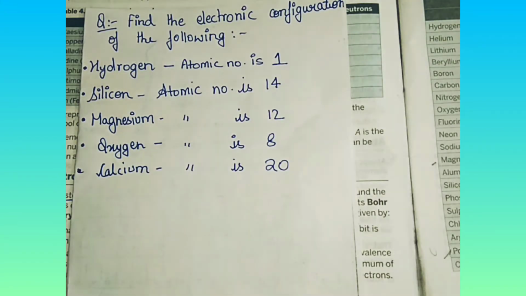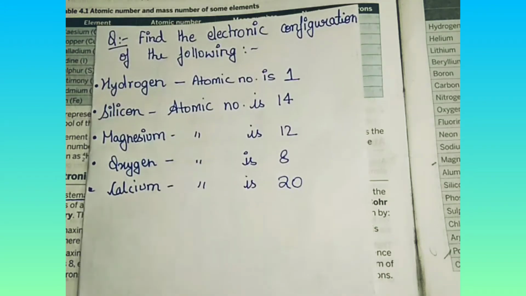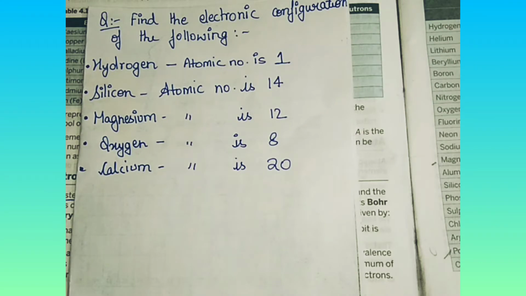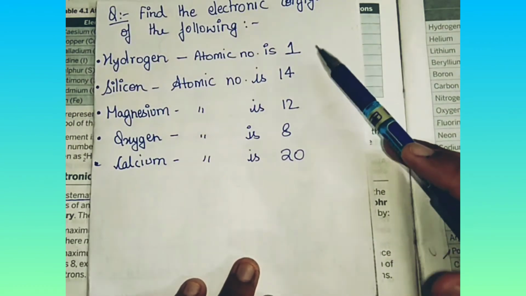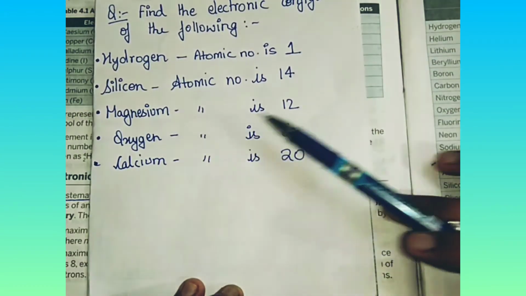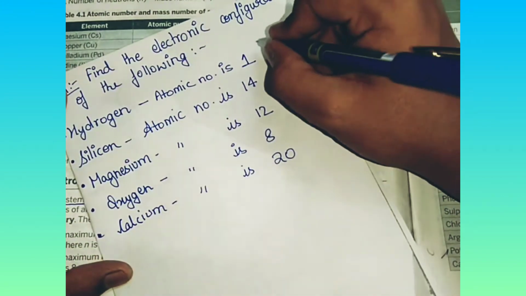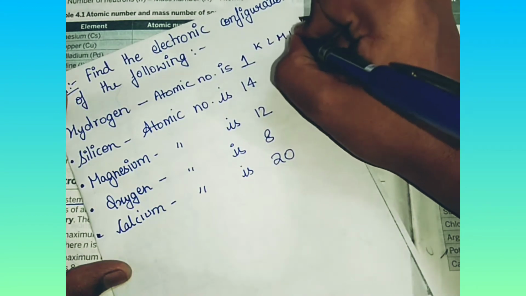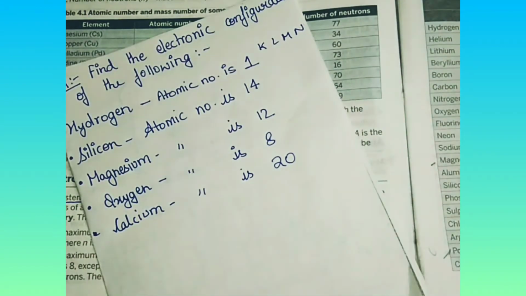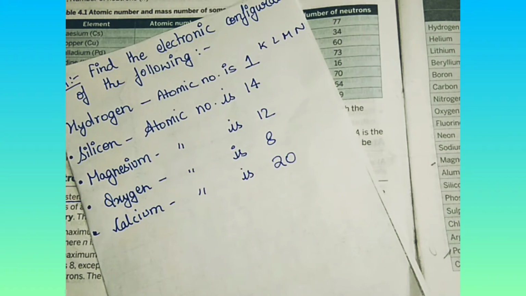So this is for you all for practicing. You can practice the concept which we have just learned with this homework sheet. Hydrogen, silicon, magnesium, oxygen, calcium, the atomic numbers are given in front of them, like hydrogen atomic number is 1, silicon 14, magnesium 12, oxygen 8, calcium 20. You have to place them according to the K, L, M, N shells, accommodating them according to the 2n square rule.